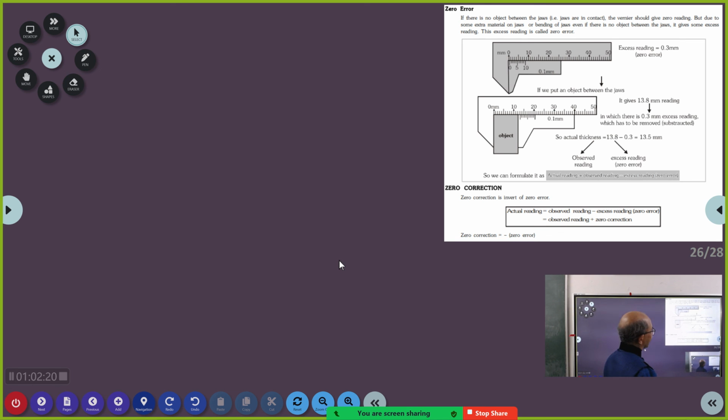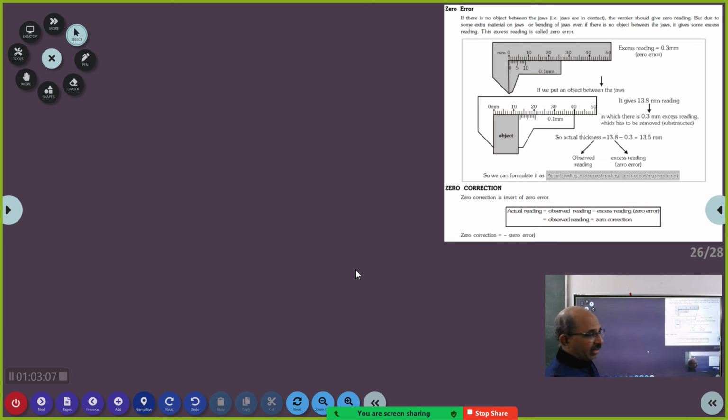That means with no object there, you can see here which division is coinciding. So the excess reading is 0.3 millimeters. Here the least count is 0.1 and the third division of the vernier is coinciding. Therefore, before you do the reading, the third division is coinciding, which means the excess reading is 0.3. So you do the actual measurement, you get 13.8 millimeter, in which 0.3 is excess. So the actual thickness will be 13.8 minus 0.3, that is 13.5. Okay, so that is how we will handle the zero error.